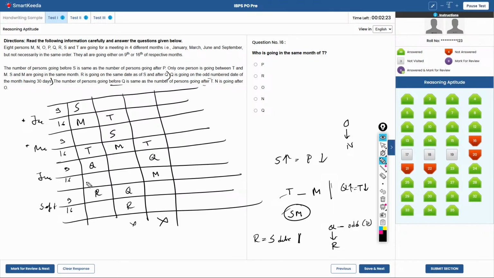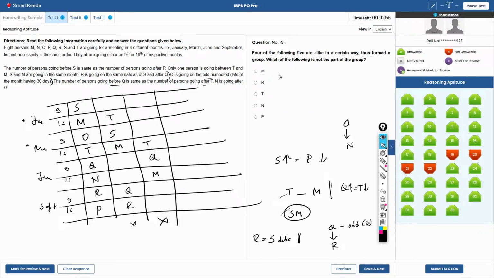I think I'm missing one point. S and P, and then O and N. Who is going in the same month as T? So O. How many persons are going before N? So 3 minus 8, 5. Who is immediately after R? P. So M, T, N, P. So R is odd.